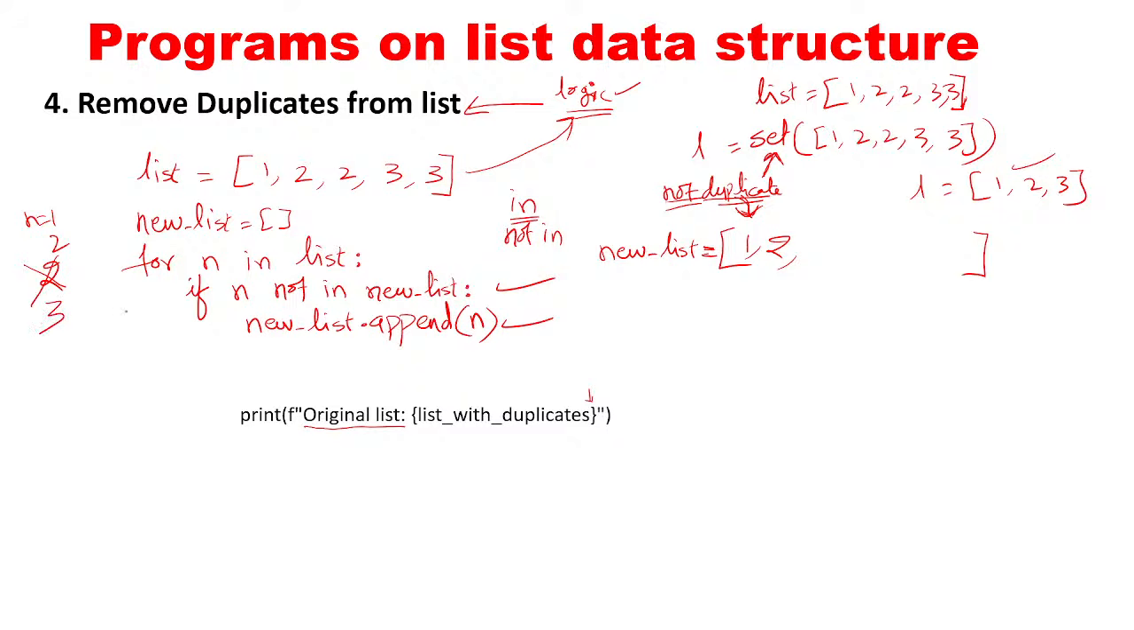Now n gets 3, and it checks n not in new list. Yes, it is not there, so it is added to the new list. Then n gets the next 3, and it checks n not in new list; no, it is already there, so it won't execute and that 3 is not added. The end of the list is reached, so the loop ends. Now if you print the new list, it contains only the unique values: 1, 2, 3 will be printed.